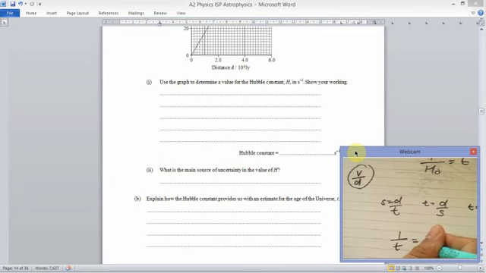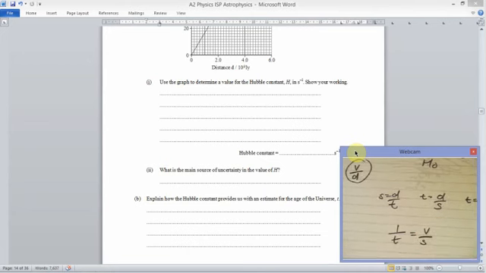or v over s. Whichever that is, the s and the d are the same, displacement or distance in this situation. So the gradient is equal to 1 over t. So that's proved that fact. That's all they're wanting for that explanation there. Alright.